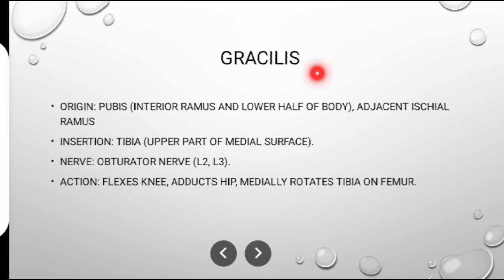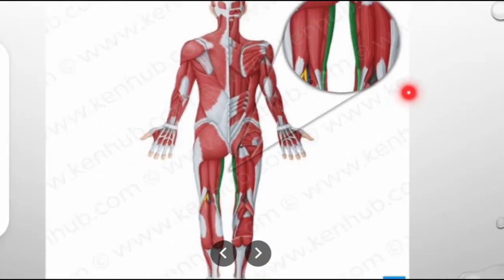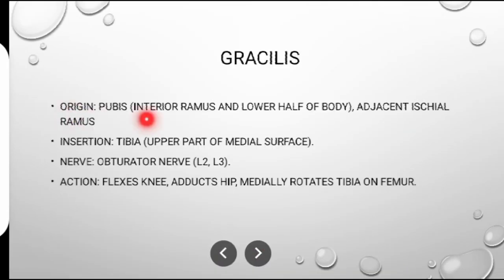Then gracilis muscle. The muscle in green is gracilis muscle. Origin from pubis, anterior ramus and lower half of body and adjacent ischial ramus. Insertion on tibia, upper part of medial aspect. Nerve supply obturator nerve. Action involving knee flexion, adduction of hip and medial rotation of tibia on femur.